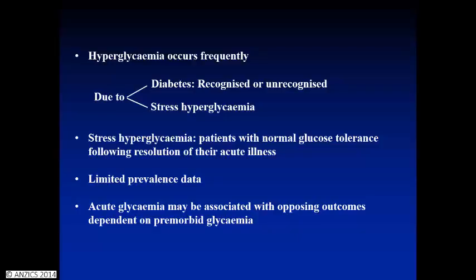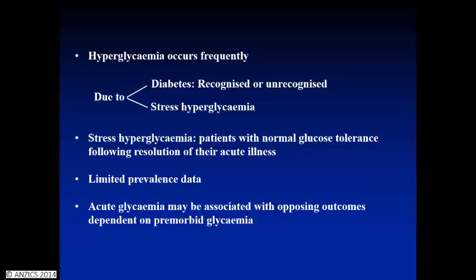So hyperglycemia occurs frequently in ICU, and it may be due to either diabetes, recognised or unrecognised, or due to stress hyperglycemia. And stress hyperglycemia occurs in non-diabetic patients who have normal glucose tolerance, who then become hyperglycemic in ICU, which then resolves following resolution of their acute illness.